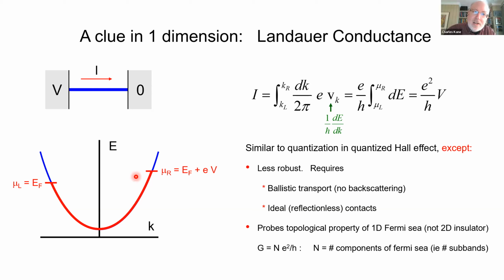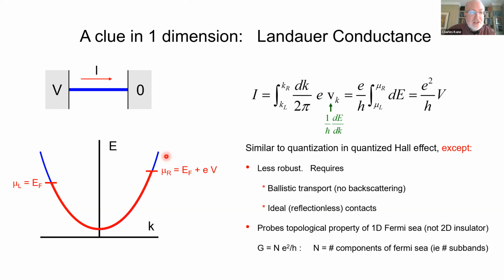And so the idea that goes back to Landauer is that if you measure the conductance of this one-dimensional wire between two electrical contacts, then basically the electrons in the wire are going to be populated according to the reservoir that they came out of. Okay, and so the electrons which are moving to the right, which have a positive group velocity, they came out of the left contact, so they're filled up to a chemical potential determined by the voltage V, whereas the left moving electrons are filled up to the chemical potential of the other reservoir.